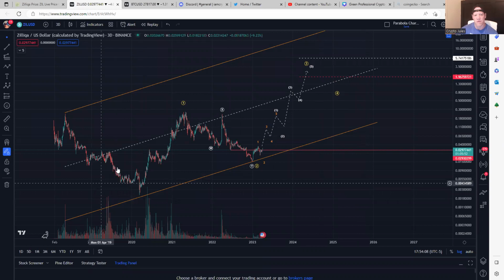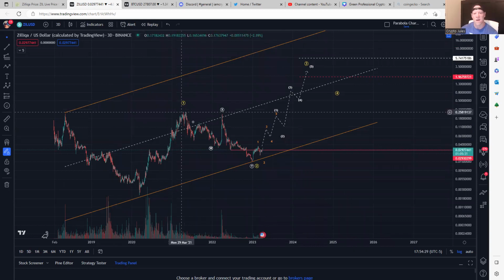So anyways, what we got here is potentially a leading diagonal, but again, I'm not going to go into that. I'm just going to go straight into a potential count. There's several other counts that are possible, and this structure here can change depending on certain pivot points. But again, I'm not going to get to those until we get to that point.